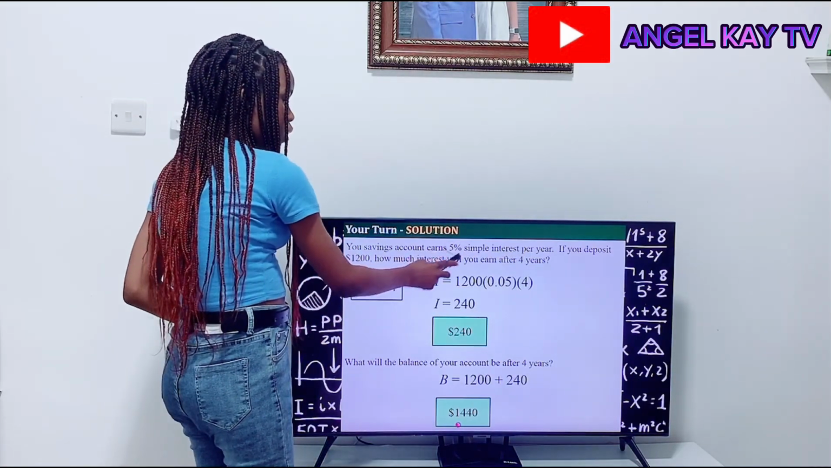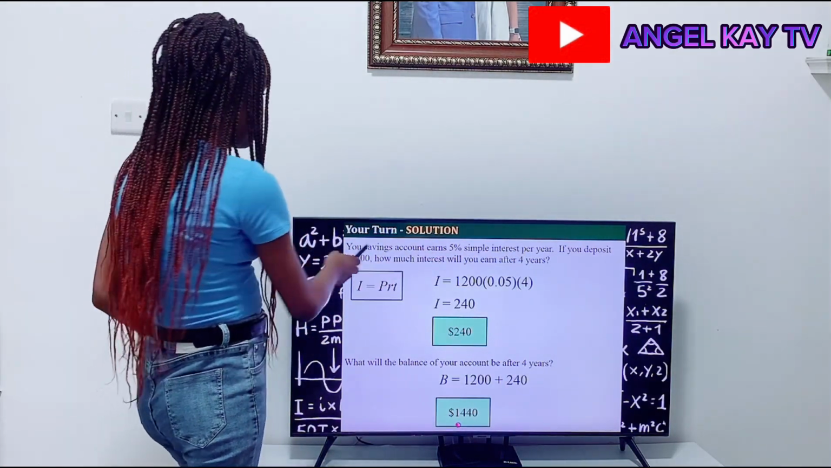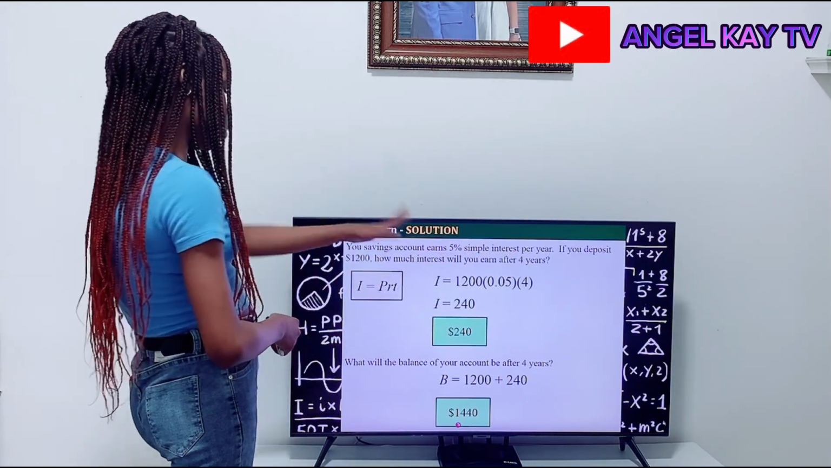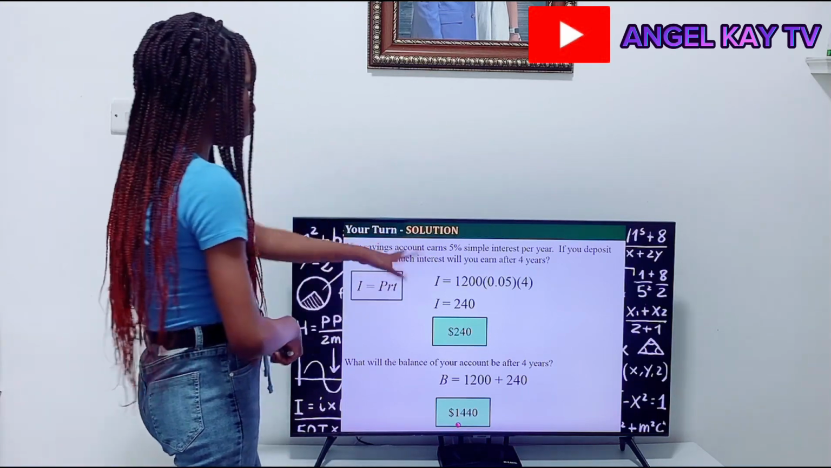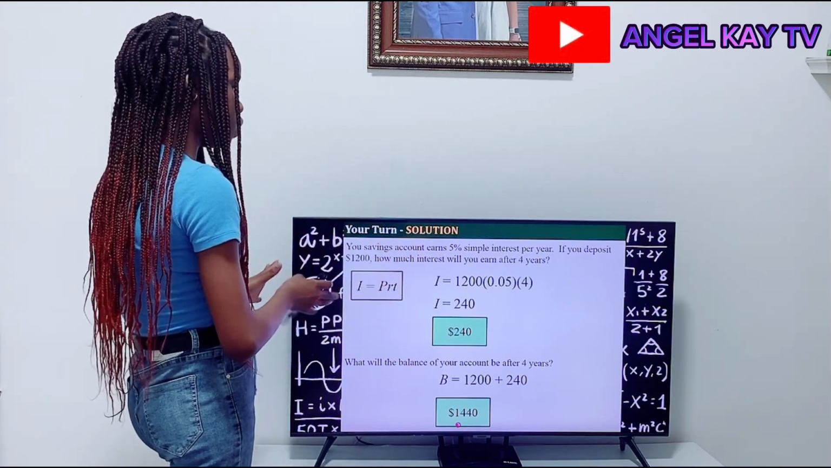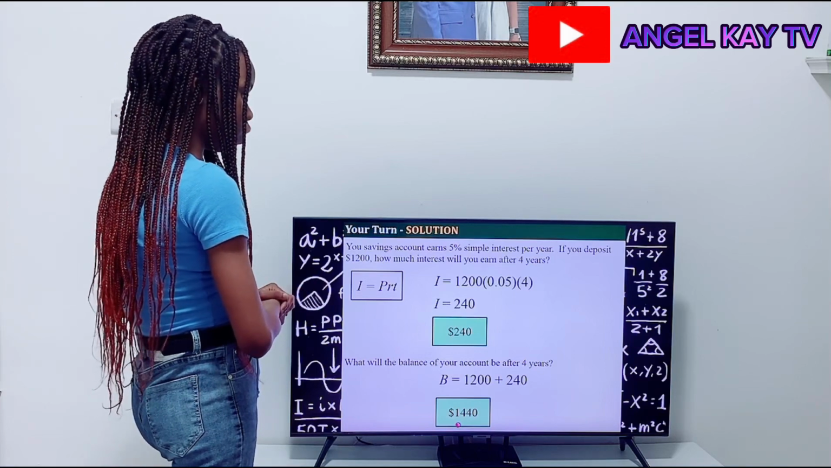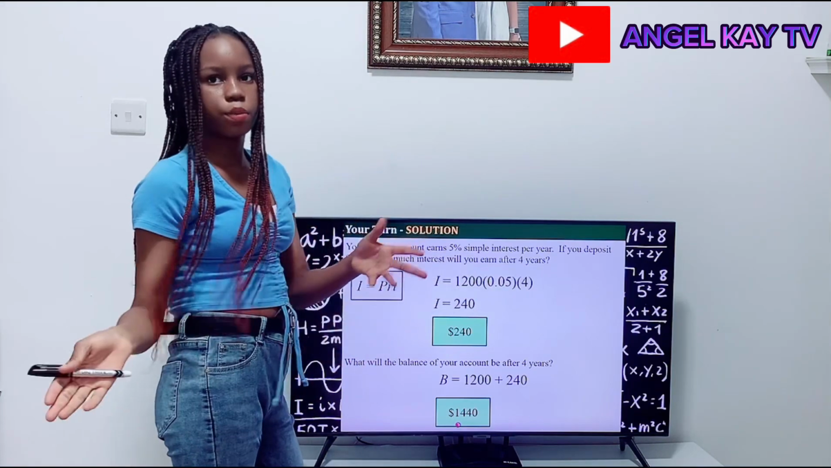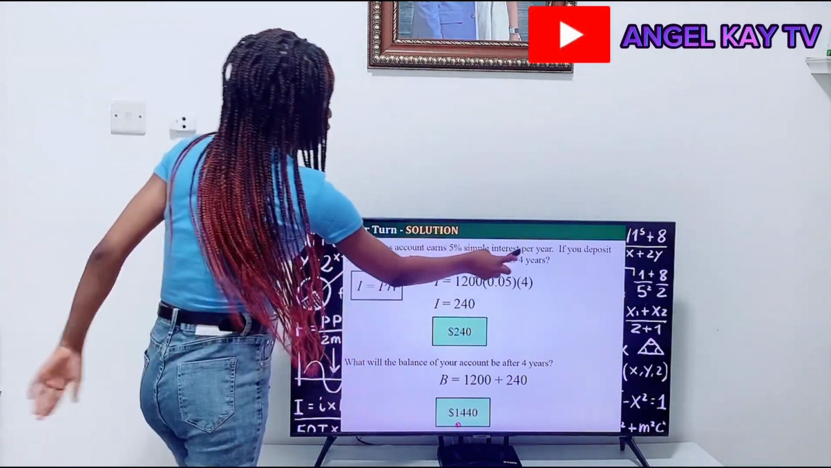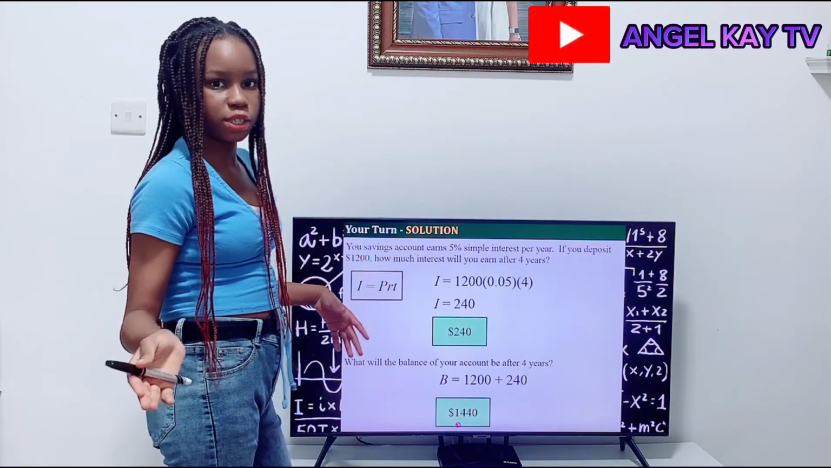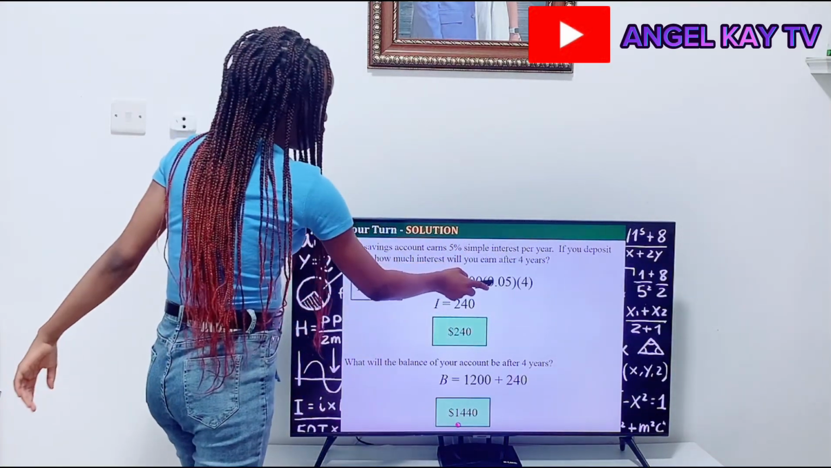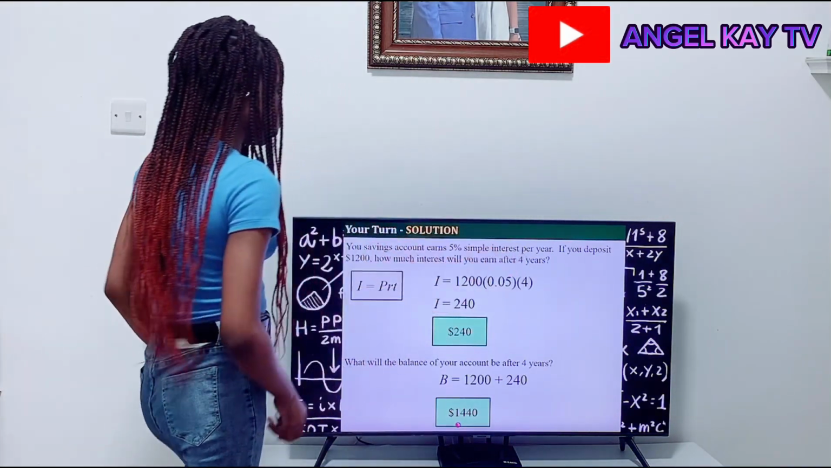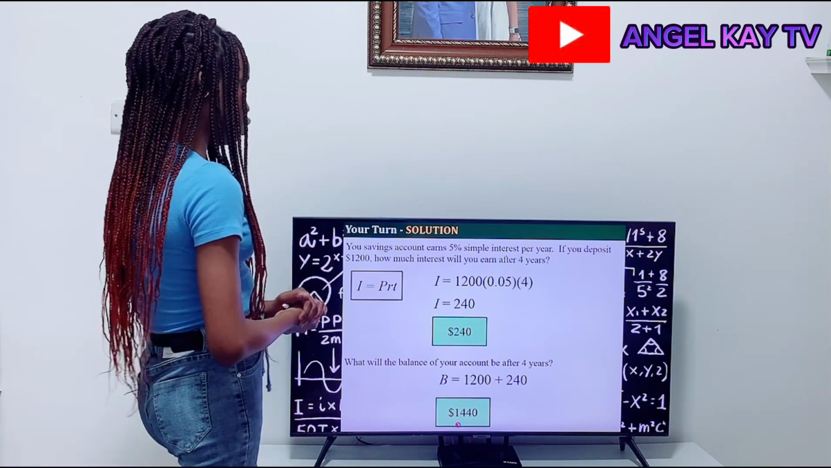Now, we have our interest rate, our principal, and time. So now this is the formula for it, but now we're going to do I equals 1,200 times 0.05. How do we get 0.05? This is 5%. So that's basically 5% divided by 100. That's how we get our 0.05 times the year, 4 years, which in total will give us $240.